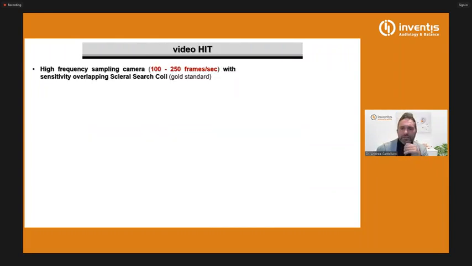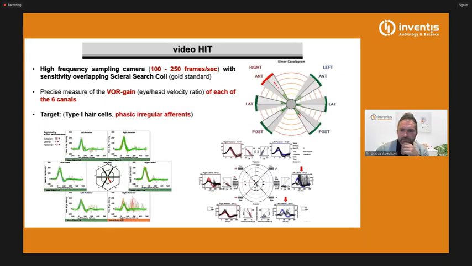test. Video head impulse test is very useful because we know that it has a high frequency sampling camera with sensitivity overlapping the scleral search coil, and it gives precise measurements of the VOR gain of each of the 6 canals. And the target is, of course, the phasic irregular afferents, so the type 1 hair cells.